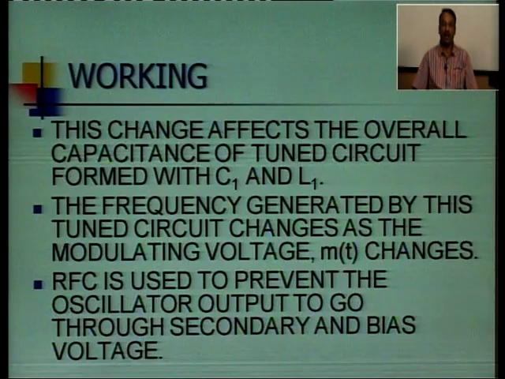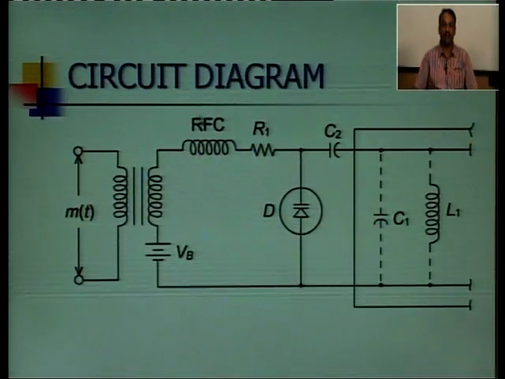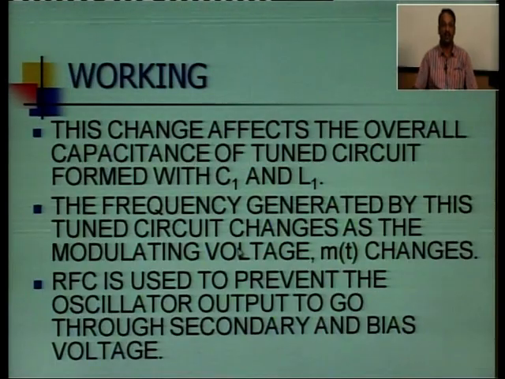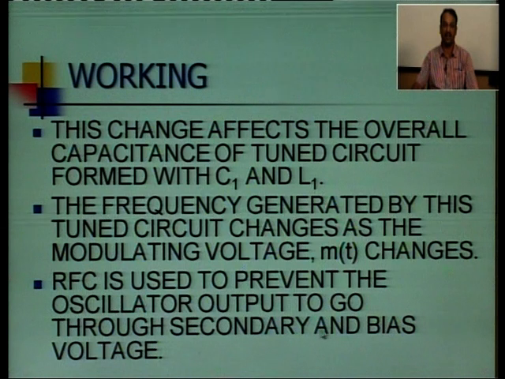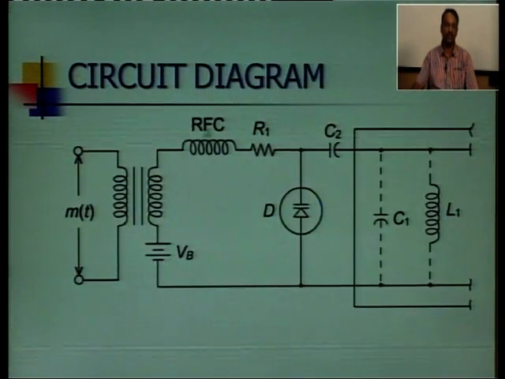The frequency generated by this tuned circuit changes as the modulating voltage Vm(t) changes. The radio frequency coil, RFC, is used to prevent the oscillator output from going through the secondary and bias voltage. This RFC is used to prevent the oscillations from coming back into the input.